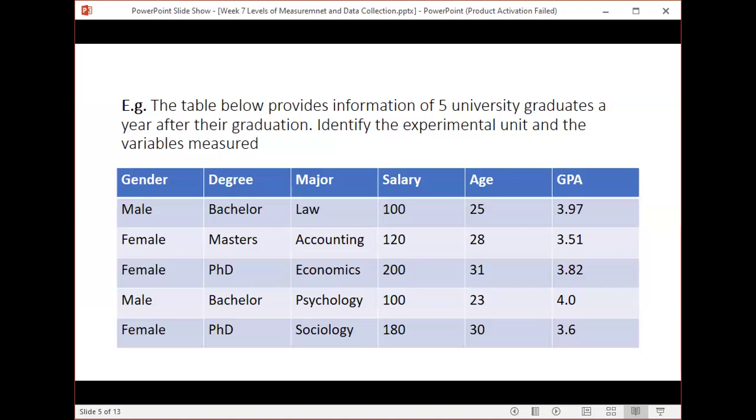Are you following? GPA is obvious. It has the decimals already. So we can tell that it's a continuous variable, this quantitative variable as well.